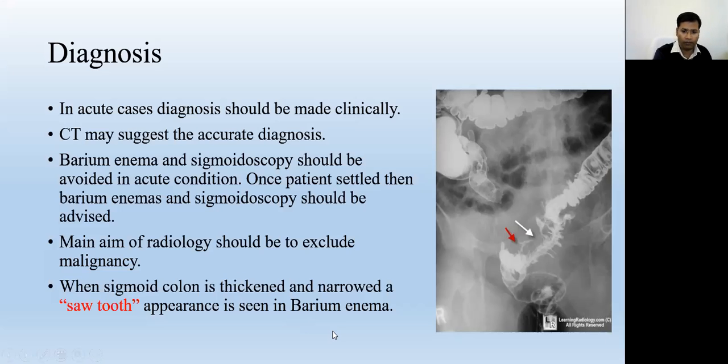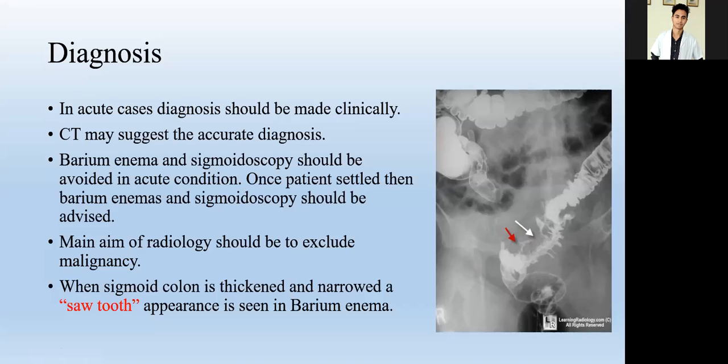So in barium enema, when your patient is settled, barium is passed through the rectal route. You can see that sawtooth appearance. The lumen of the bowel becomes very narrowed, and these tooth-like structures may be present. That is the filling defect in the diverticula. So sawtooth appearance may be there in case of diverticulitis.